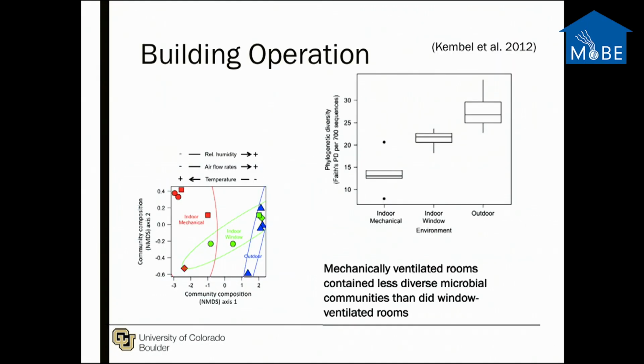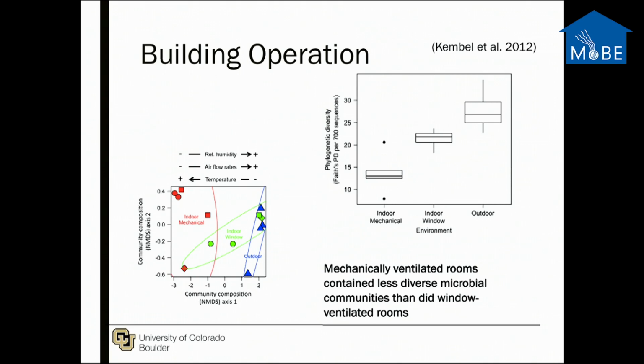This is a summary again of Jessica Green's study where we looked at the differences in the microbiome between mechanically ventilated rooms in a hospital and rooms with windows open, and compared them to the outdoor environment. What we see is that the community composition is very different between the window ventilated room and the mechanically ventilated room, and there's some overlap that looks very similar to outdoor environments.